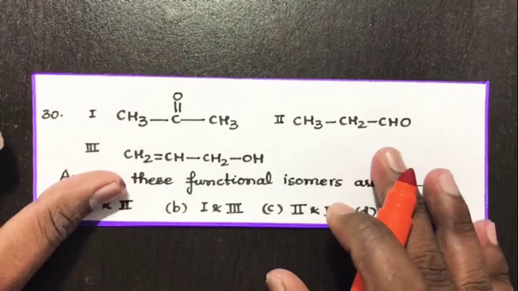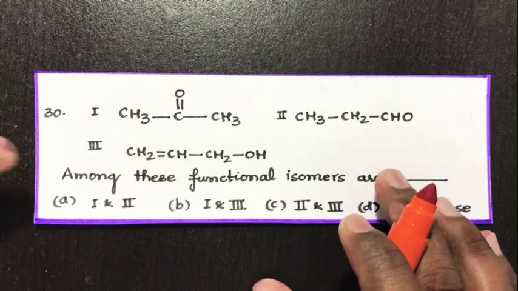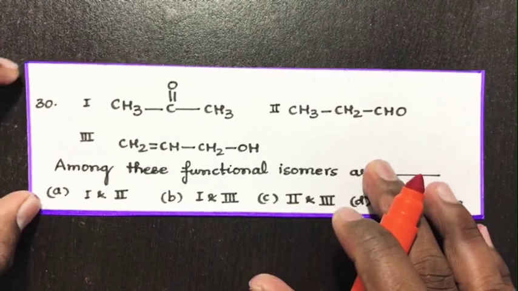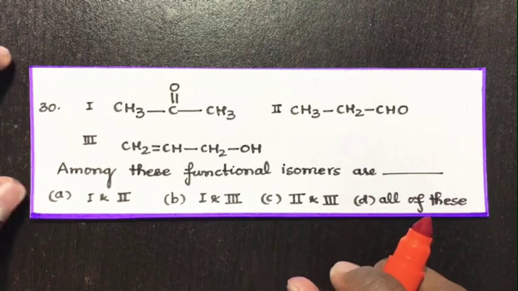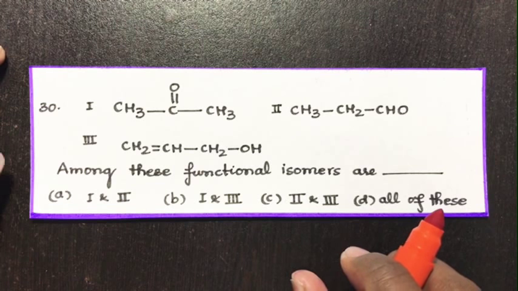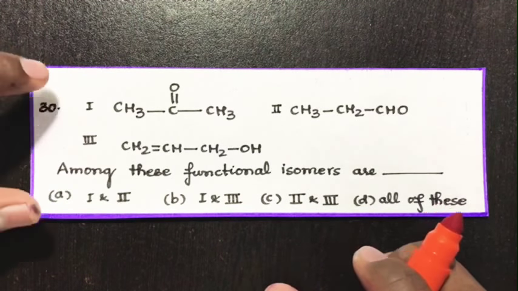Now coming to the next one, that is the 30th number question. We have to select from 1, 2 and 3 which one of them are functional isomers. So now let's see here.